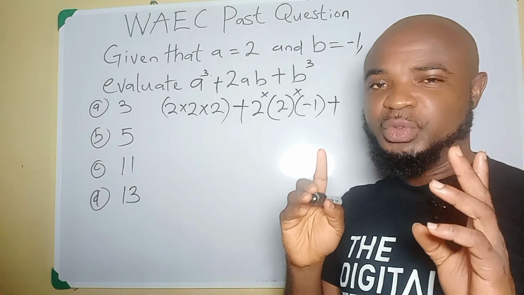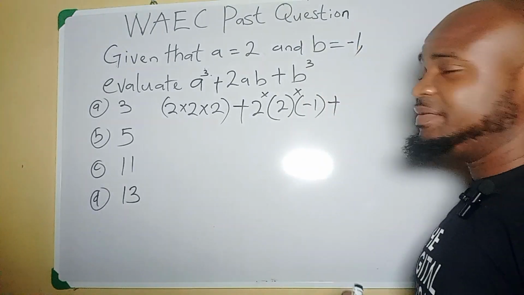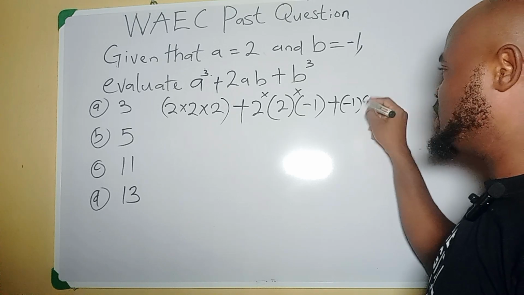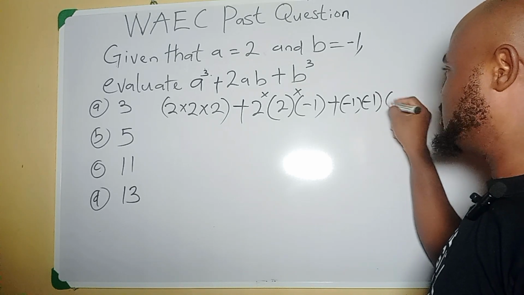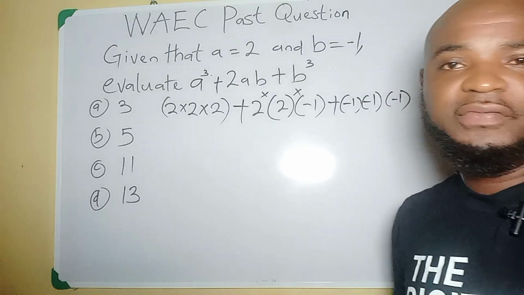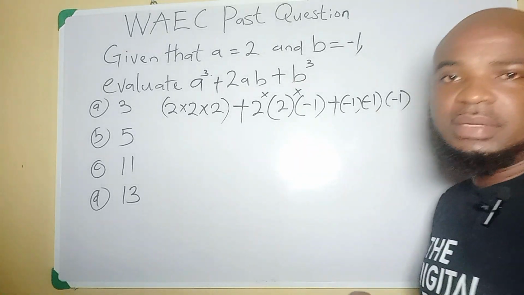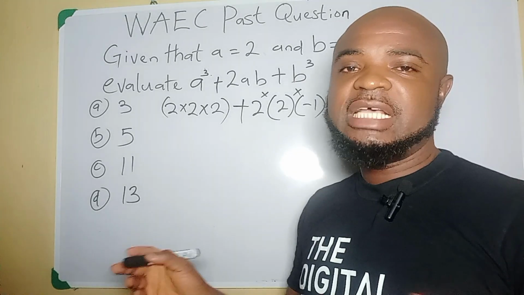This is where I need to pay attention. b is a negative number, so what it means is minus 1 multiplied by minus 1 multiplied by what? Minus 1. Are we following? Minus 1 multiplied by minus 1 multiplied by minus what? Okay, now let's move forward.